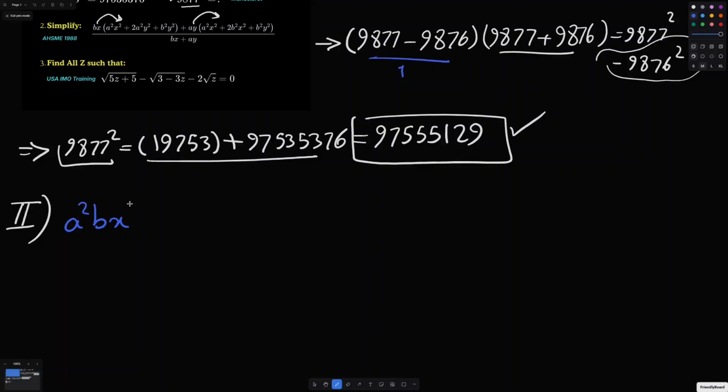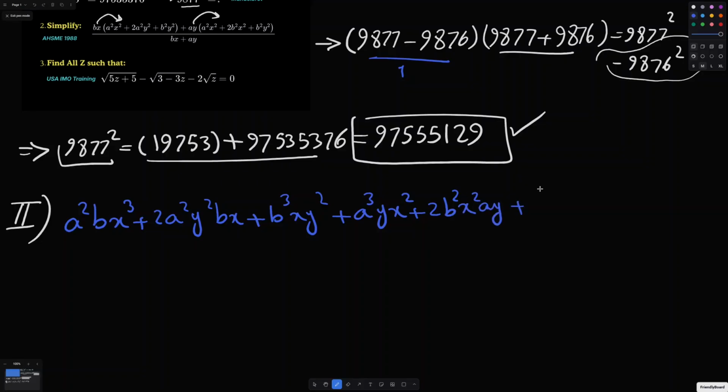r2b x3 plus 2 r2 y2 bx plus b3 x y2, yeah, because that b got multiplied, plus now ry, it's going to be r3y x2 plus 2b2 x2 ry plus ry3 b2. Okay, so this is what we have now.